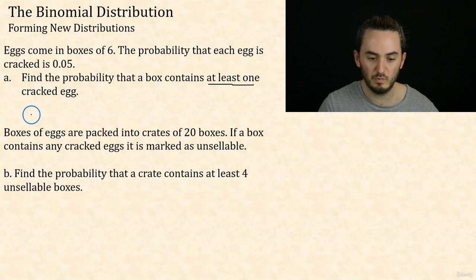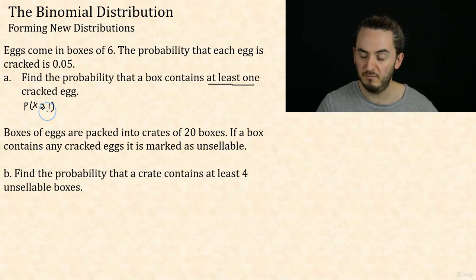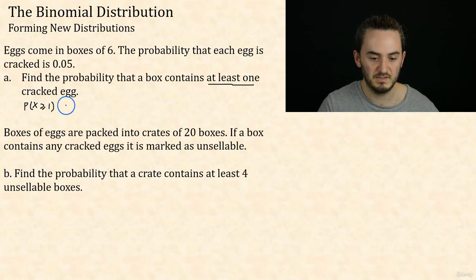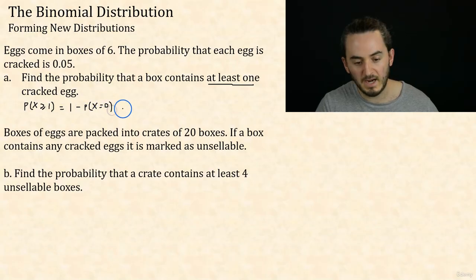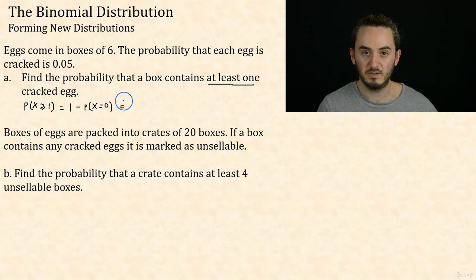Because at least one, so the probability that x is greater than or equal to 1, think about what that isn't. Well, if we have at least one cracked egg, we didn't have no cracked eggs. So we can instead look for 1 minus the probability of no cracked eggs. And actually we can work out this probability that x equals 0.